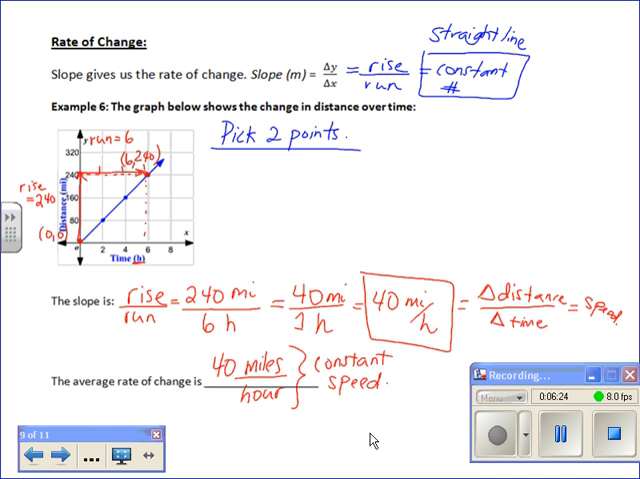You could have also solved this using the formula. You could have picked 2 points on this graph, called them point 1 and point 2, and plugged them into your slope formula. That would have given you the exact same answer, 40 miles per hour. Just remember, no matter which method you use, if you pick 2 points that are somewhat far apart, you may need to reduce that slope fraction to lowest terms. Or try dividing the top by the bottom and see if that gives you a nice whole number. And then there you have your slope.